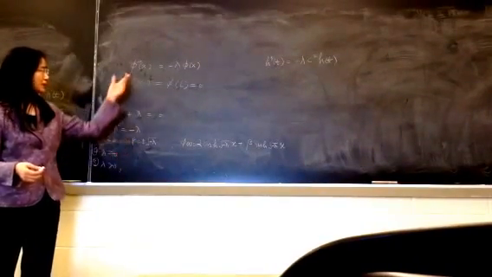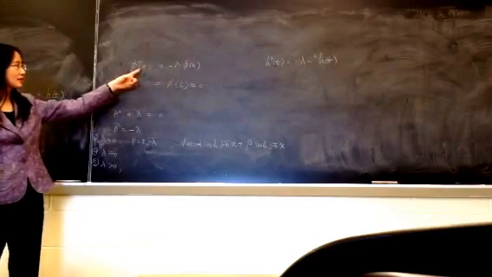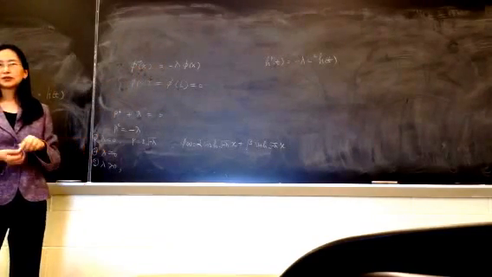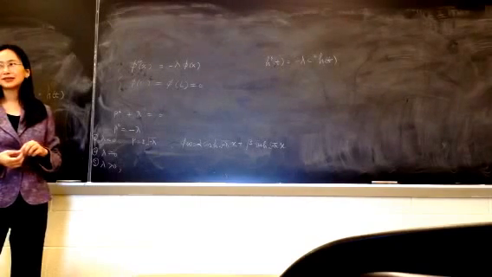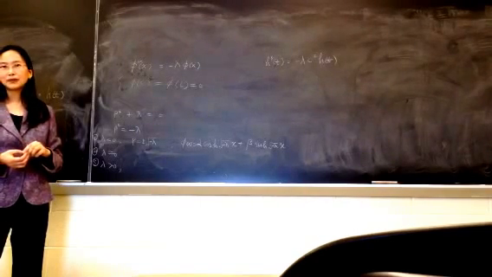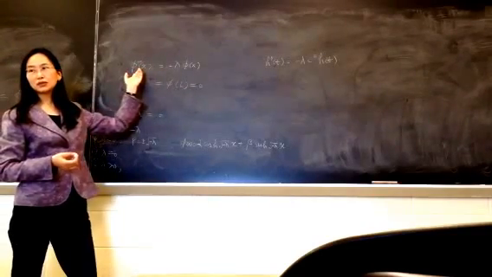Okay, so we found the general solution when lambda is negative. So next, when lambda is 0, the general solution, that's a special case. Right, when lambda is 0, then you get p equals 0. So the second derivative is 0.